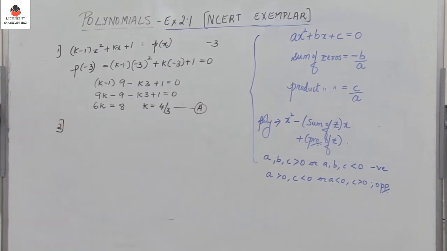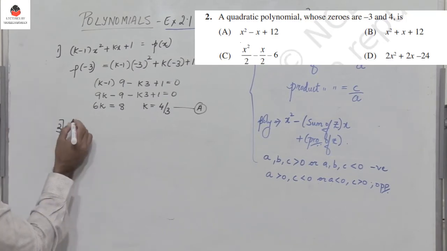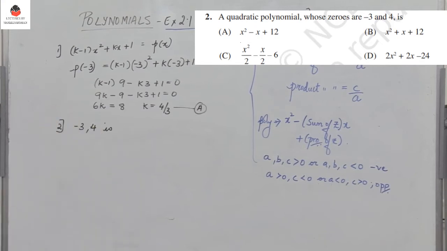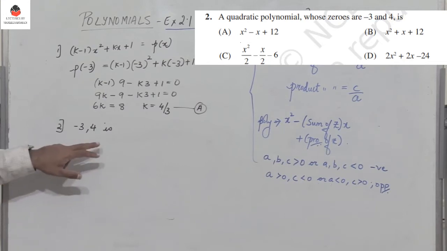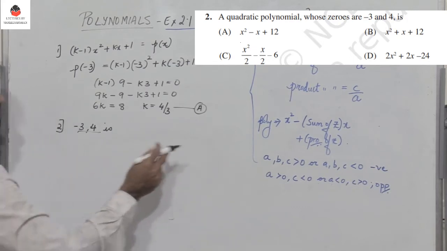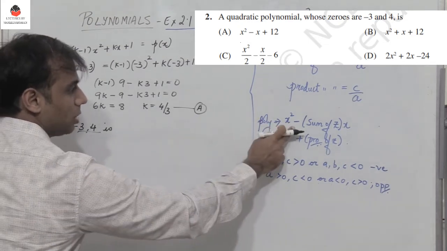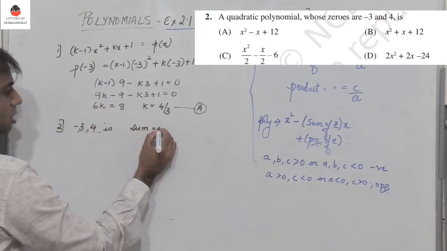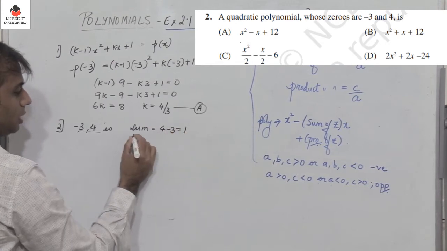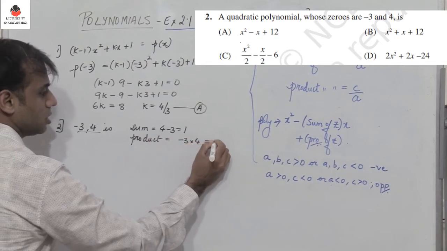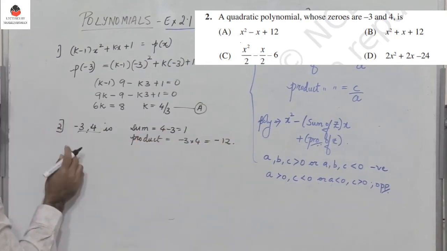The second question states that a quadratic polynomial whose zeros are minus 3 and 4 is. So remember that these are the zeros of a quadratic polynomial. Given the zeros, the quadratic polynomial is given by the expression x squared minus sum of zeros into x plus product of zeros. Now the sum of zeros here is 4 minus 3 equals 1, and the product of zeros is minus 3 into 4, which is minus 12. So I can directly write the polynomial.